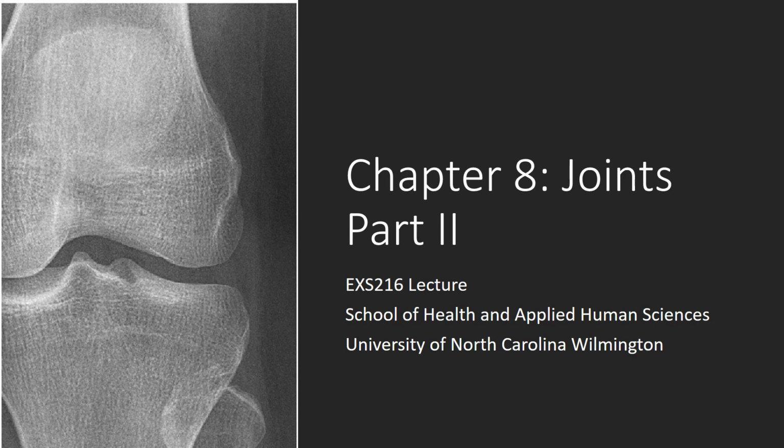Welcome to Chapter 8, Joints, Part 2 of 2. As you saw in Part 1, we introduced joints, the different classifications, and then we jumped into the general structure of synovial joints, movements allowed at synovial joints, as well as the 6 types. From here, we will focus solely on two primary examples of synovial joints, the knee joint and the shoulder joint.